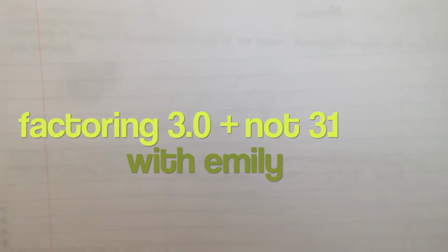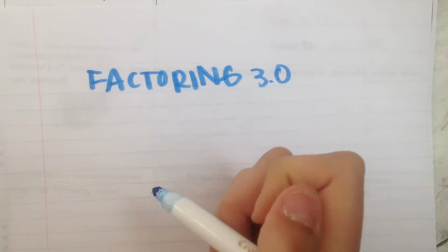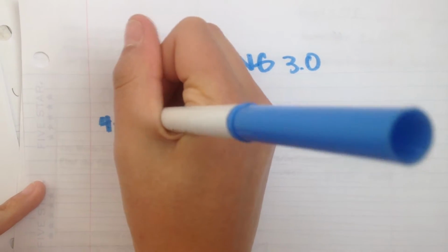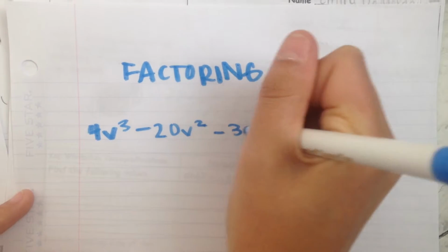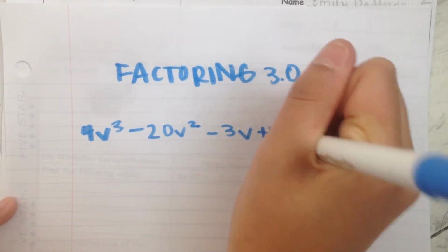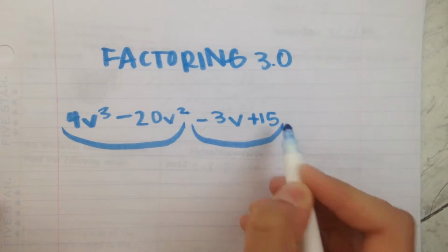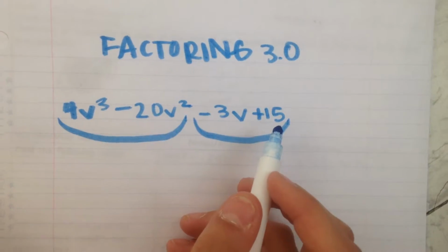Okay, so today we're going to do factoring 3.0. And we're first going to start out with an example: 4v cubed minus 20v squared minus 3v plus 15. So first what you're going to do is you're going to separate the two problems because there's 4 parts.